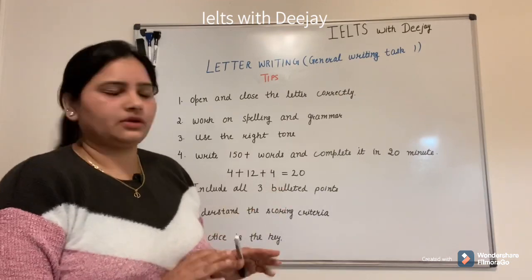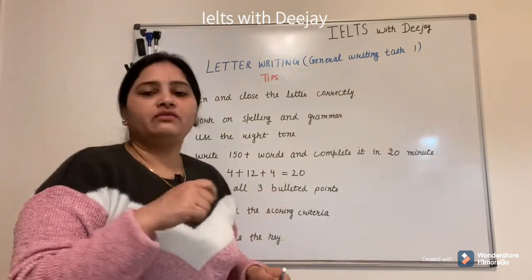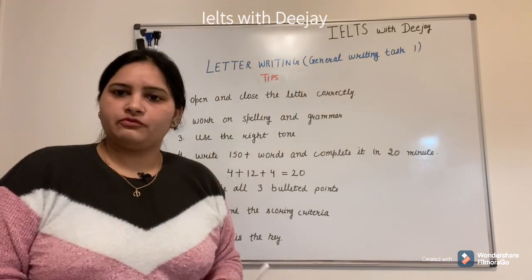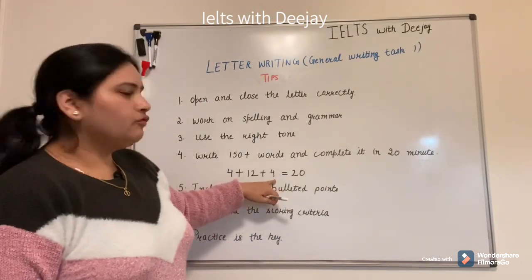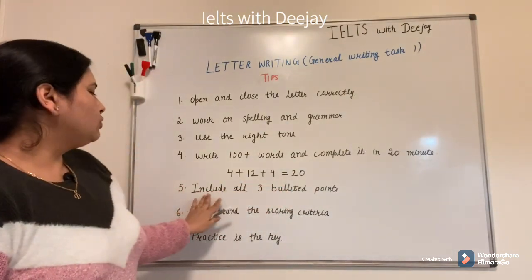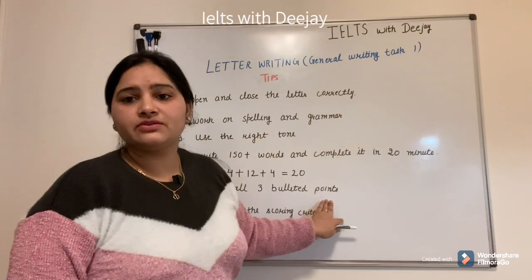Proofreading is very important, because sometimes when we are writing, we make spelling mistakes even if we know the spelling. So proofreading is a must. This should be done. Then include all 3 bulleted points. This is really important.